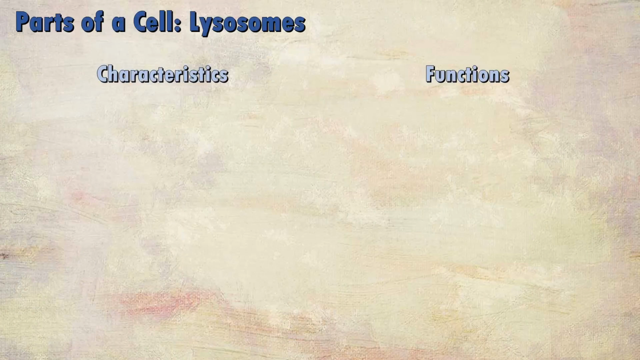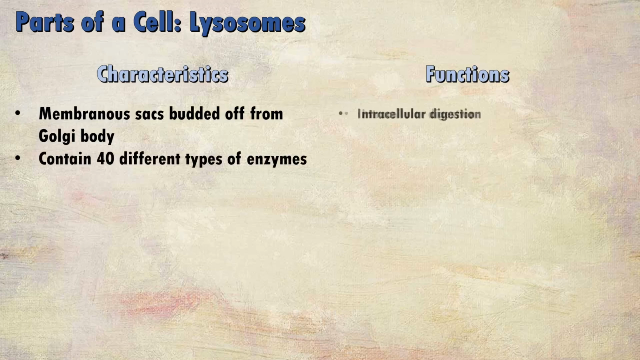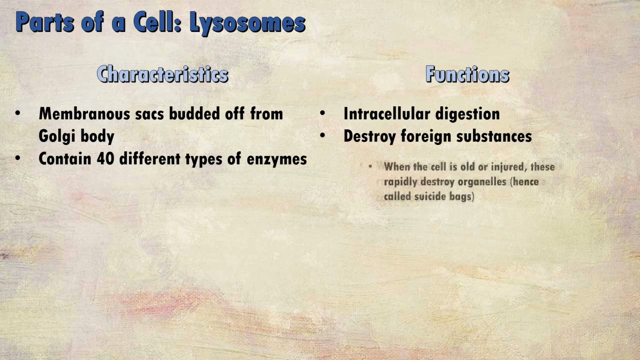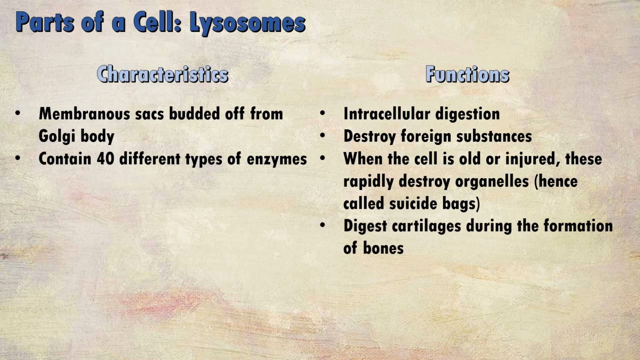Next is lysosomes. The characteristics are: they are membranous sacs budded off from Golgi body. They contain 40 different types of enzymes. Their functions include intracellular digestion, destruction of foreign substances, and if the cell is old or injured, they rapidly destroy organelles. Hence, it is also referred to as the suicide bags. It also is responsible for the digestion of cartilages during the formation of bones.